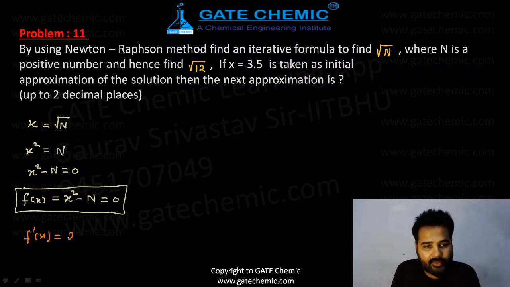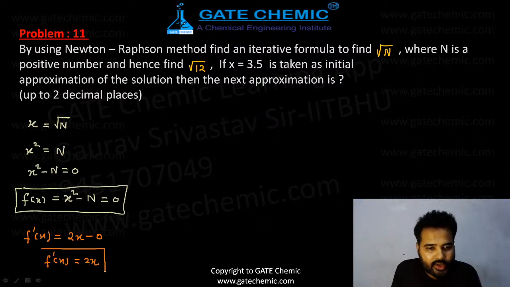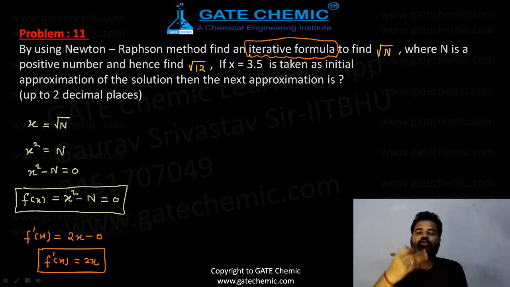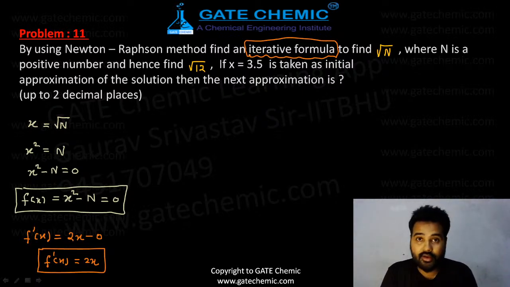So x square gives 2x, and n is a positive number, that means 0. So f dash x is 2x only. In your examination, this should be your question only. They will not ask you to find the final value. They just ask for the formula, the iterative formula. Is it difficult? No, very, very easy. Very, very easy to find the iterative formula.